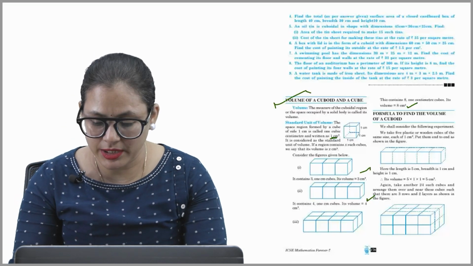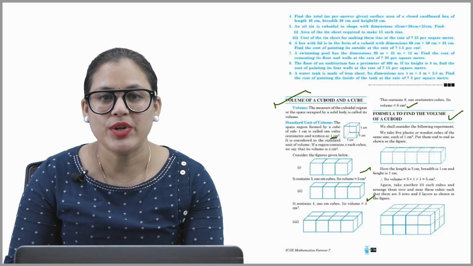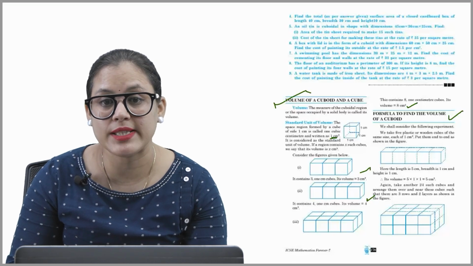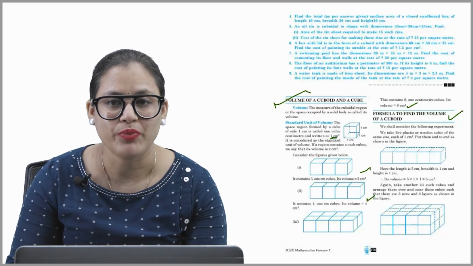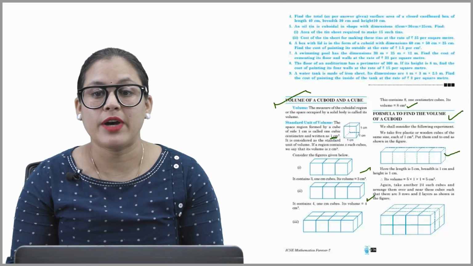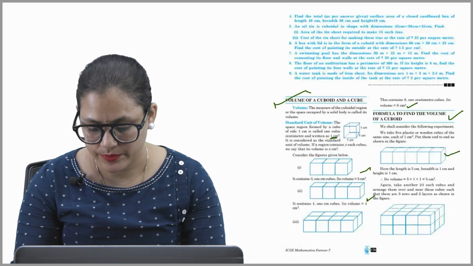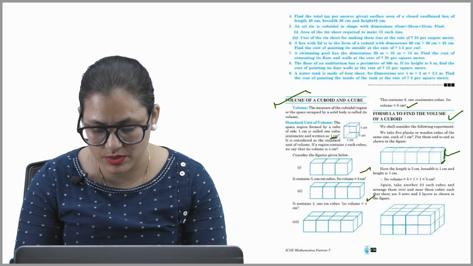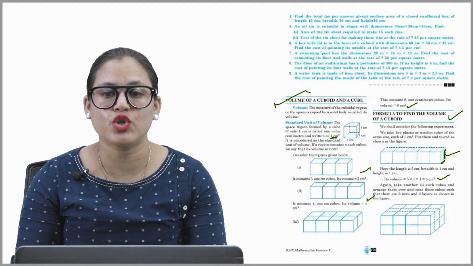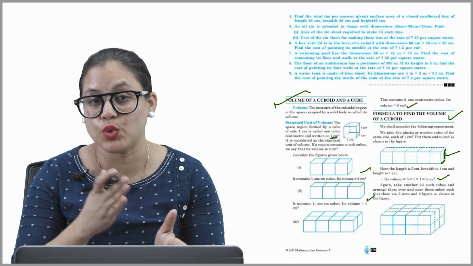Now the formula to find the volume of a cuboid. We shall consider the following experiment. We take 5 plastic or wooden cubes of the same size, each of 1 centimeter cube. Put them end to end as shown in the figure. Here the length is 5 centimeter, breadth is 1 centimeter and height is 1 centimeter. So its volume is 5 into 1 into 1, that is 5 centimeter cube. That is length into breadth into height.